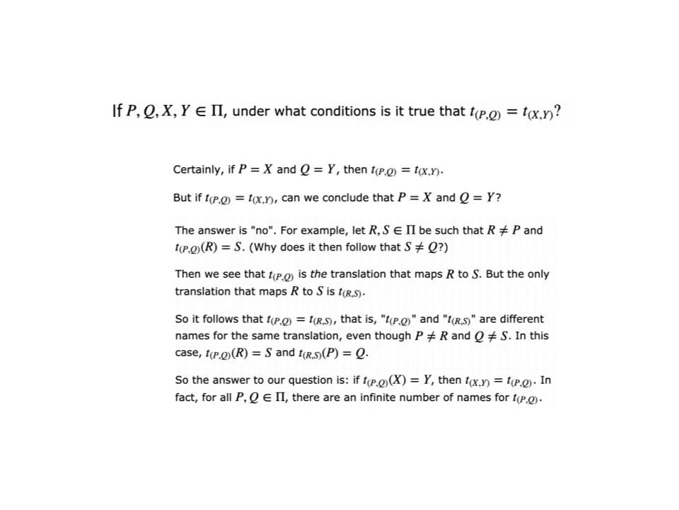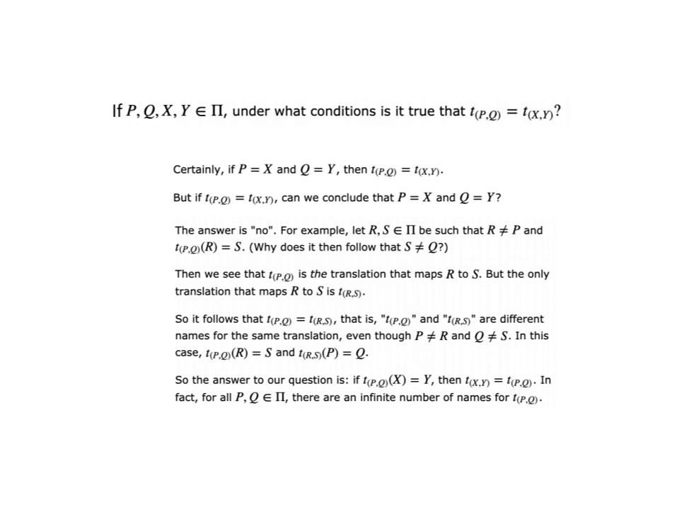So let's take a look at this. If P, Q, X, and Y are elements of the plane, we want to know under what conditions it is true that the translation that takes P to Q is equal to the translation that takes X to Y. Well, certainly, if P is equal to X and Q is equal to Y, then the translation that takes P to Q would be the translation that takes X to Y.